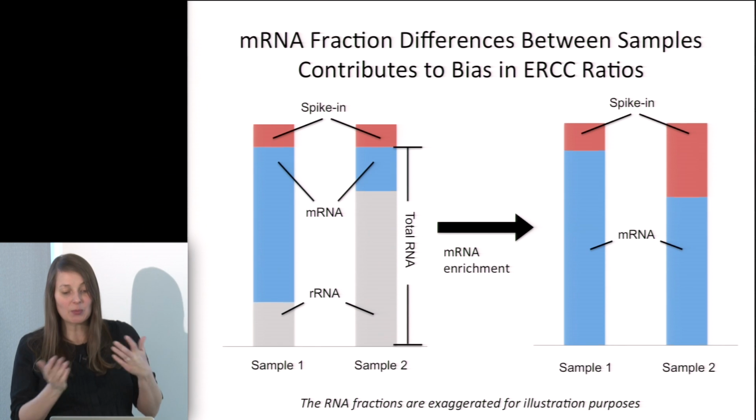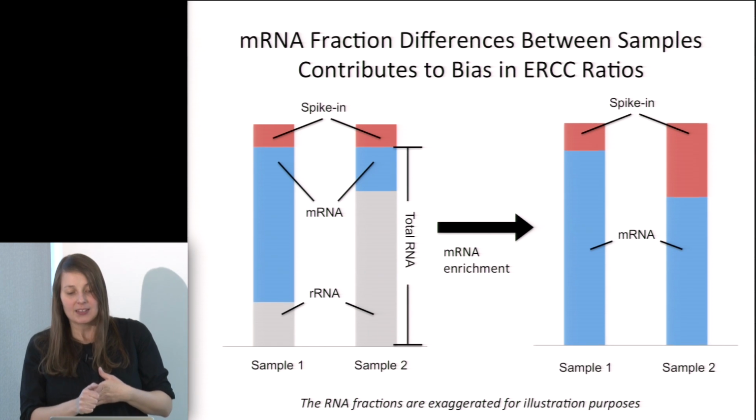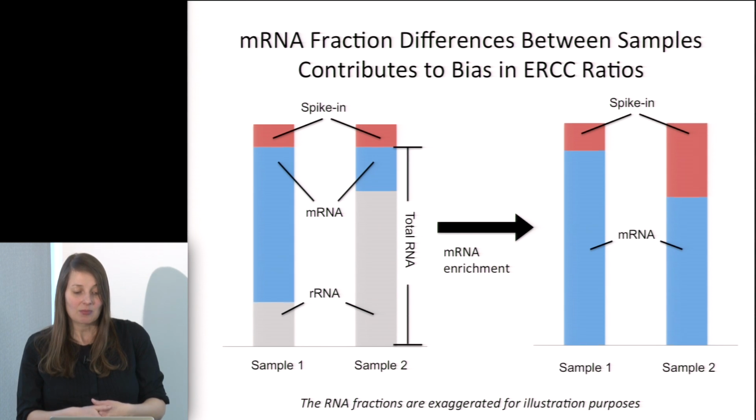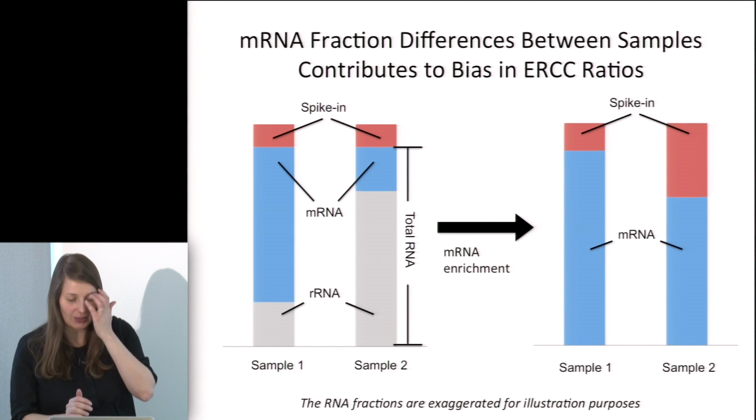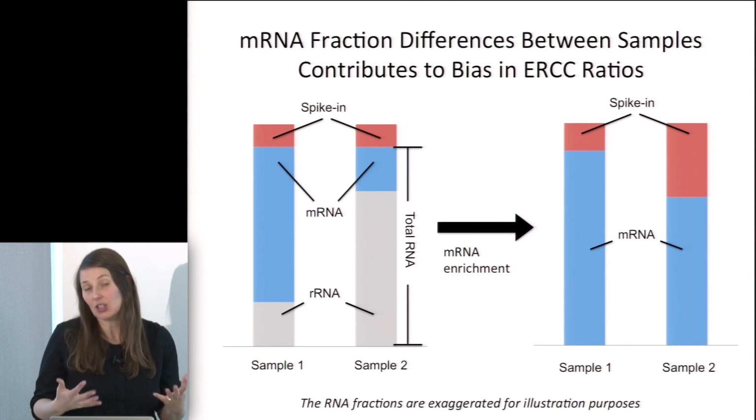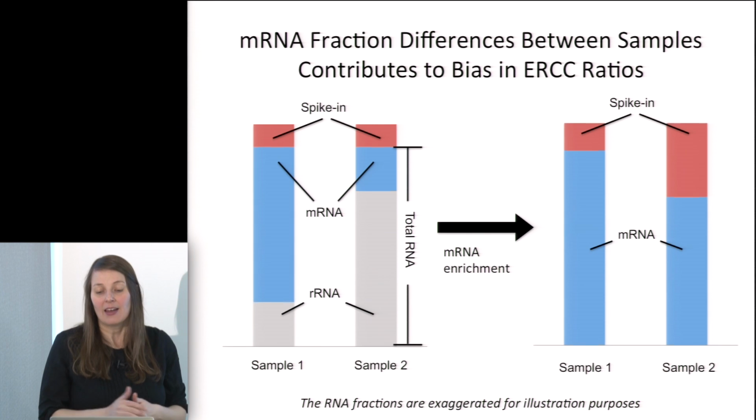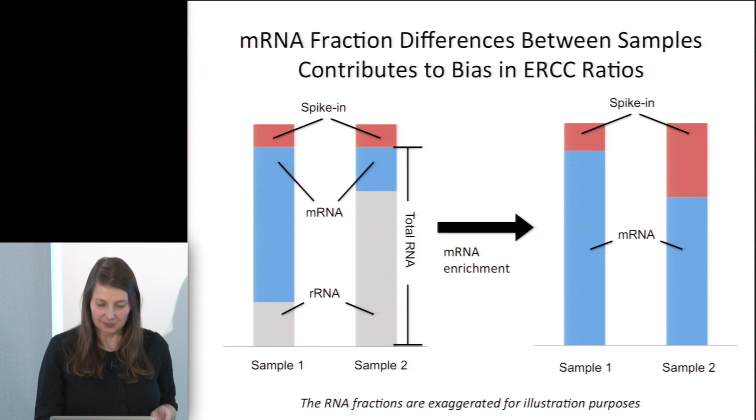And so that's important to note that this type of shift in the ratios across the samples is probably not just happening to the ERCC controls, it's probably also happening to endogenous samples. And so it's good to know what this shift might be so that we can potentially correct for it.